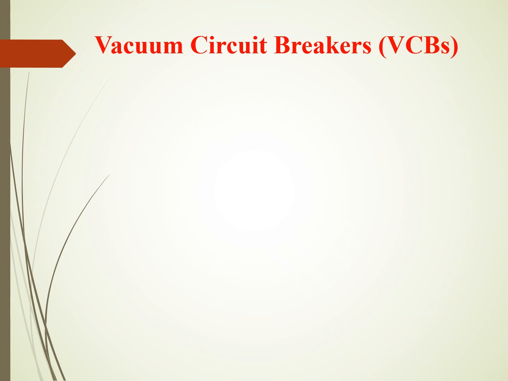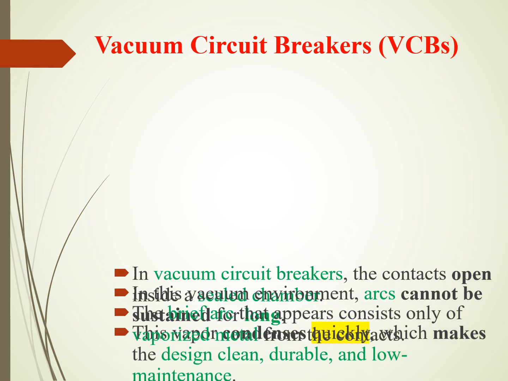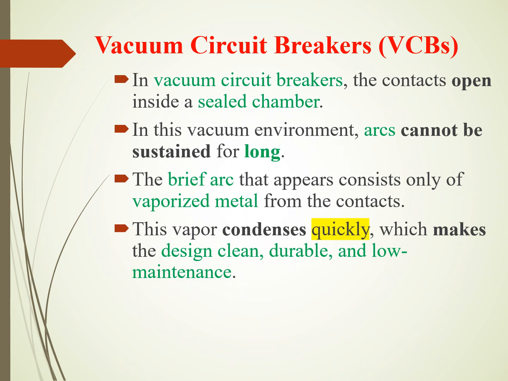And finally, the fourth category of gas discharge or plasma discharge circuit breakers is vacuum circuit breakers. In the vacuum circuit breakers, the contacts open inside a sealed chamber. Then the pressure is very, very low, and in fact, we have a vacuum medium. In this vacuum environment, arcs cannot be sustained for a long time. The brief arc that appears consists only of vaporized metal from the contacts.